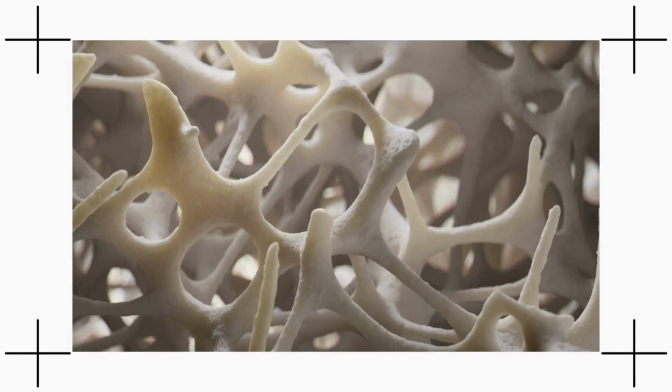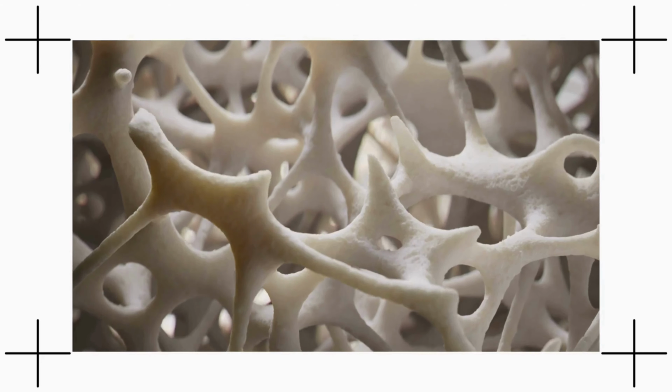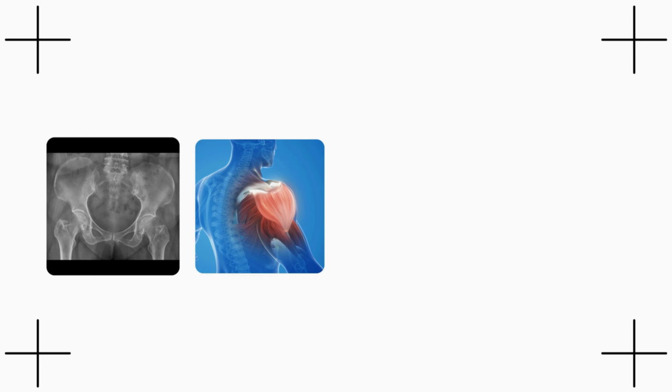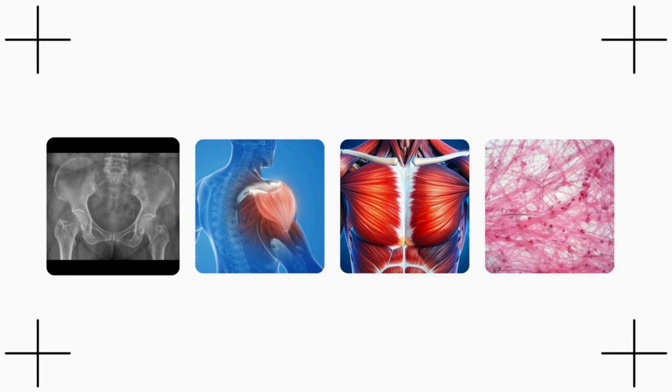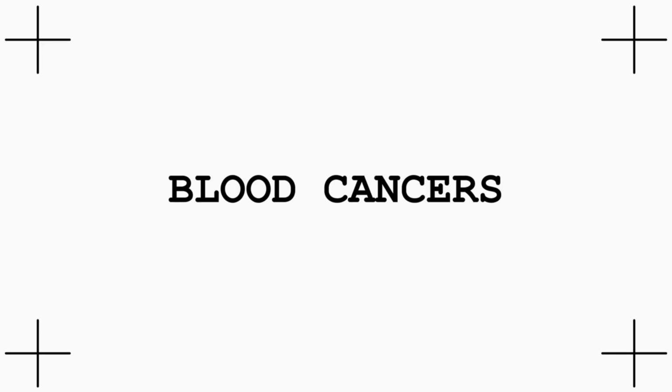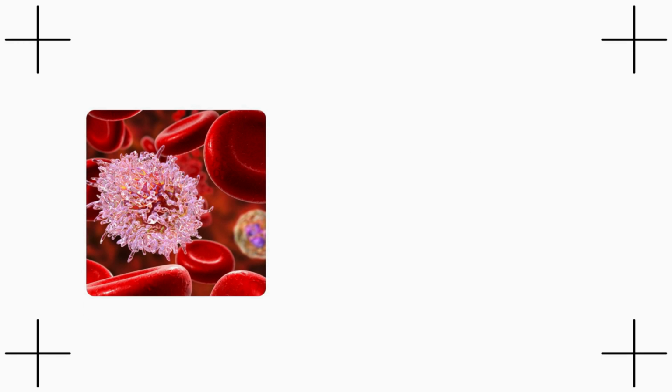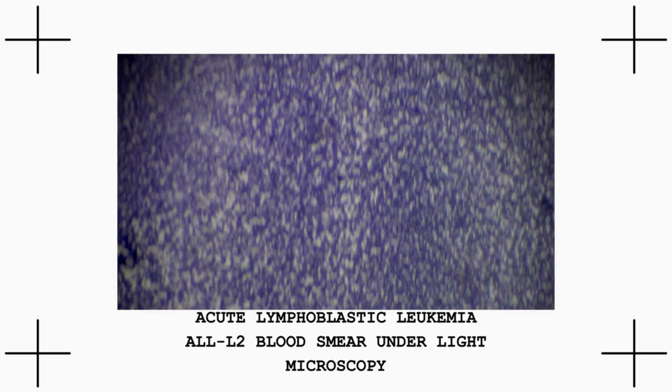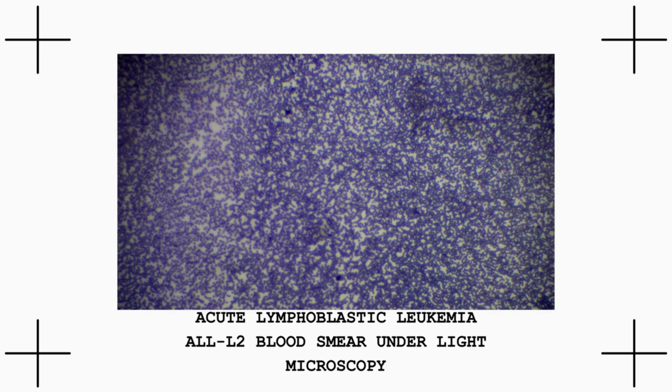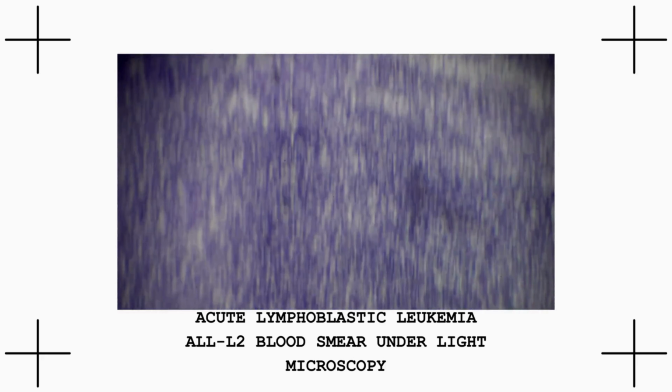Group 2, the sarcomas. These are much rarer. They start deep in the body's framework, forming in the bones, muscles, fat, and connective tissue. Group 3, the blood cancers, leukemias and lymphomas. Unlike the others, these don't usually form solid tumors. Instead, they circulate through the body, affecting the blood and the immune system.